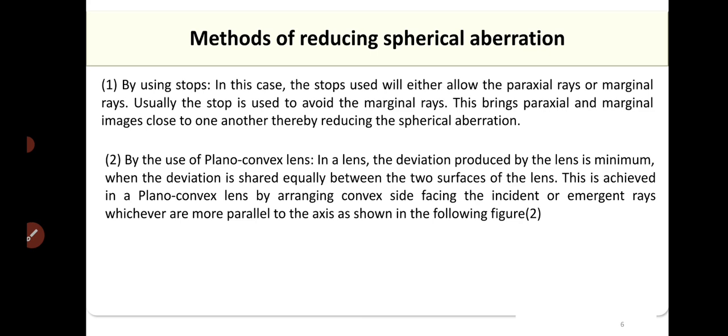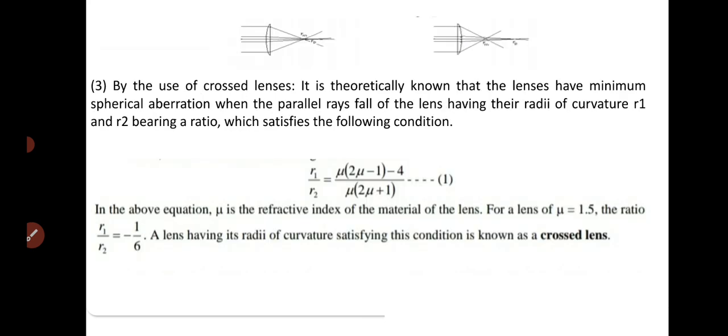Second method is by the use of a plano-convex lens. In a lens, the deviation produced by the lens is minimum when the deviation is shared equally between the two surfaces of the lens. This is achieved in a plano-convex lens by arranging the convex side facing the incident or emergent rays, whichever are more parallel to the axis, as shown in the figure.